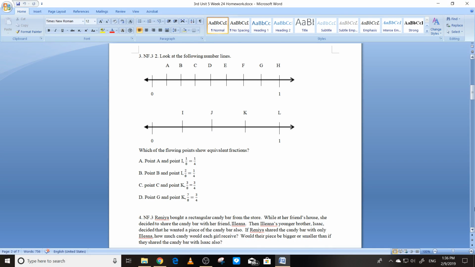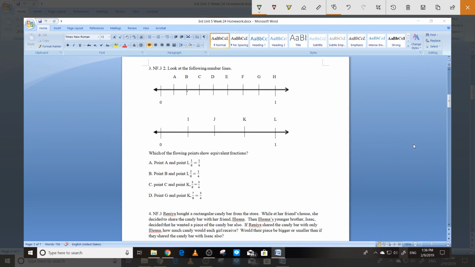Let's take a look at number 3. Number 3 is just like number 2, right? We just talked about that, didn't we? See that? D and J, F and K, sorry, H and I.